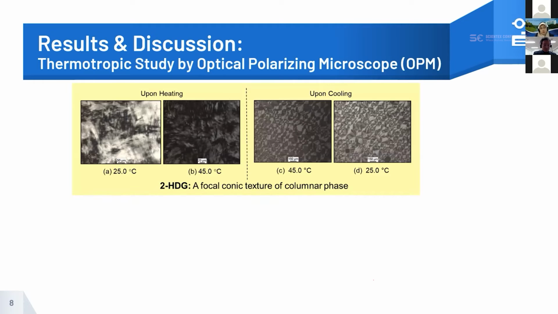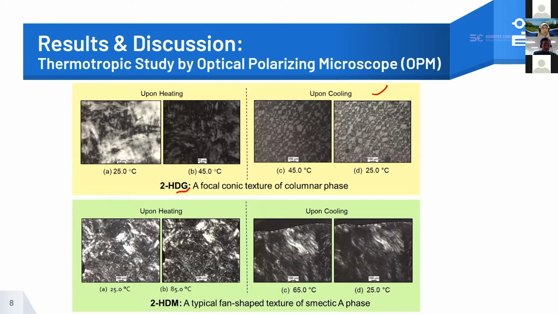The first figure here shows a focal conic texture of the columnar phase of 2-hexadecyl glucoside. Upon heating, you can see certain structure, but when you cool down, you get a clearer focal conic texture of the columnar phase for 2-hexadecyl glucoside. This surfactant is more hydrophobic compared to maltoside. As you can see here, 2-hexadecyl maltoside shows a typical fan-shaped texture of the smectic A phase.